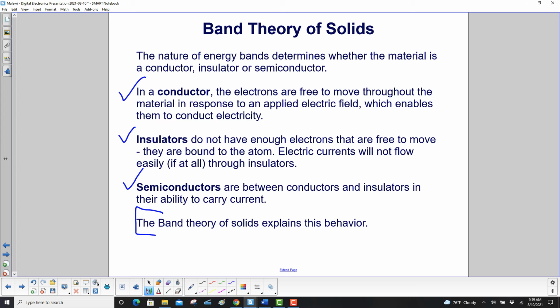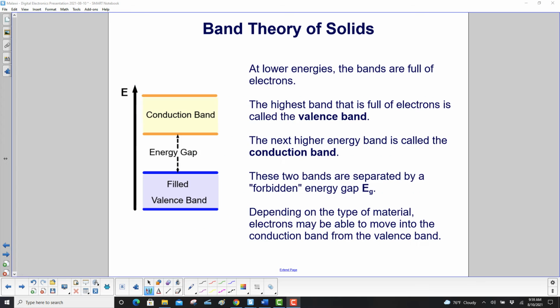And the band theory of solids that we just went through explains this behavior, and now we'll show more details on it. We're going to show two bands here, the conduction band and the filled valence band. And a few slides before this, remember the energy bands, you had the 1s or the 2s split like this, and then over here is all the different energy levels. That's what we're showing here now, with increased energy going up that way. The highest band that is full of electrons is called the valence band. The next higher energy band is called the conduction band. These two bands are separated by a forbidden energy gap, E sub g.